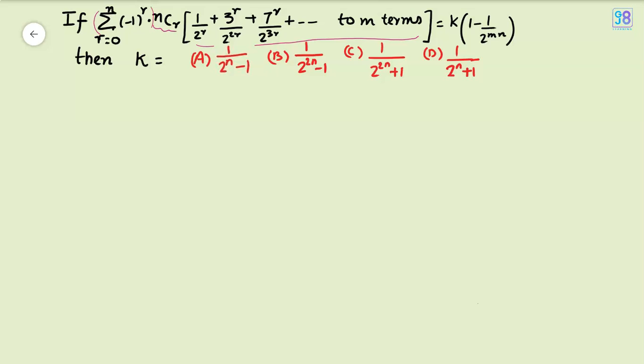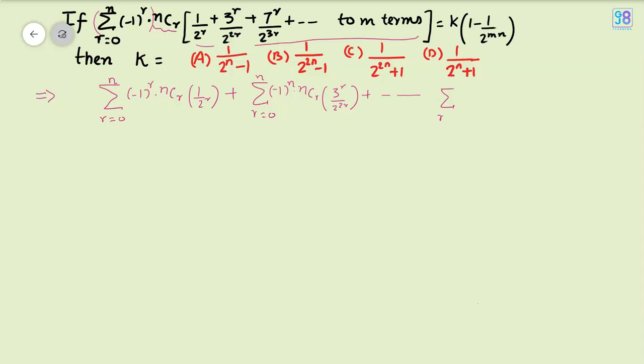If you look at this sigma function, you will find that we can write the given expression as the sigma function distributing over each of these terms. So we'll write this as nCr times 1 by 2 to the power of r, plus sigma of r equals 0 to n, and then we'll have minus 1 to the power of n times nCr 3 to the power of r over 2 to the power of 2r, and this will go all the way up till the mth term.